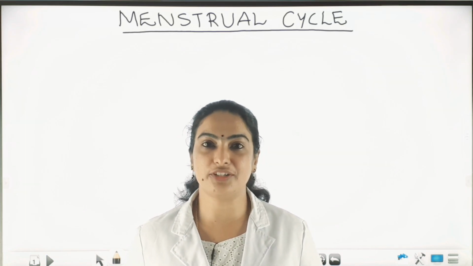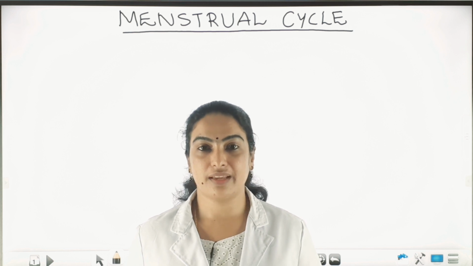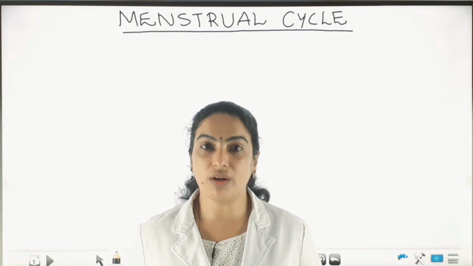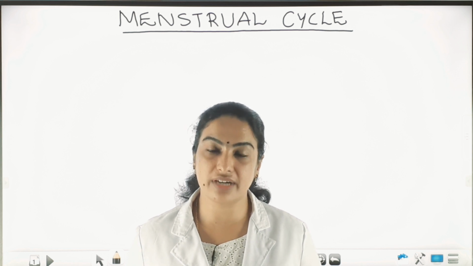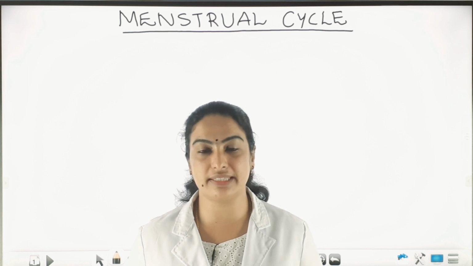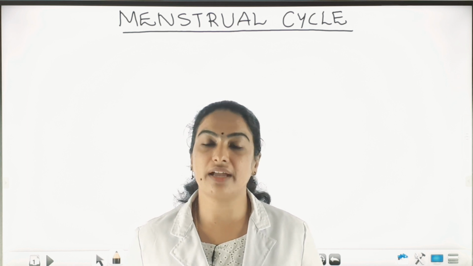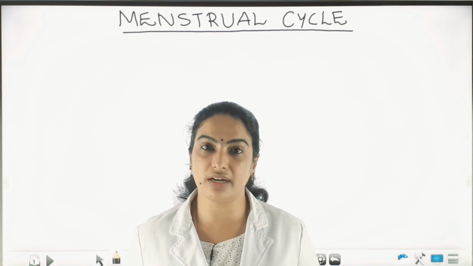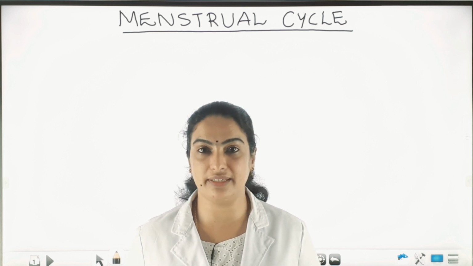Now I am going to teach you the menstrual cycle. Menstrual cycle is a series of cyclic changes that occur in the female reproductive tract and ovaries to prepare for fertilization and pregnancy. The menstrual cycle is a characteristic feature of primates such as monkeys, apes and human beings.